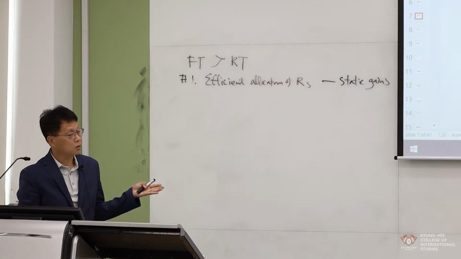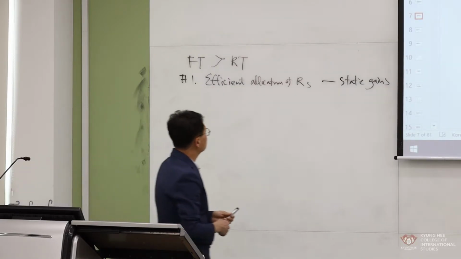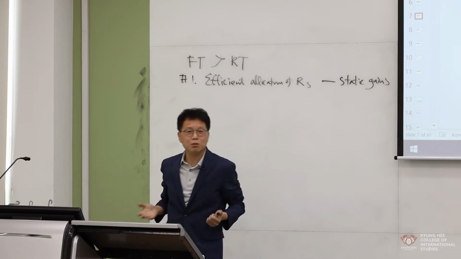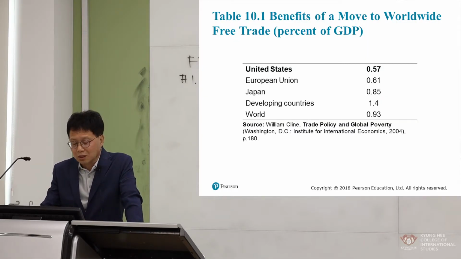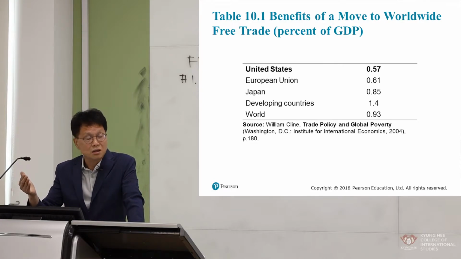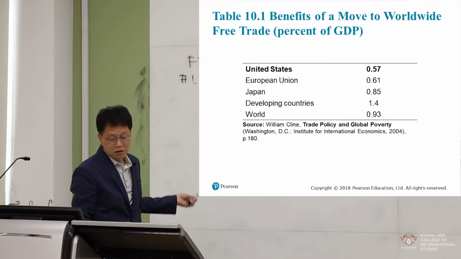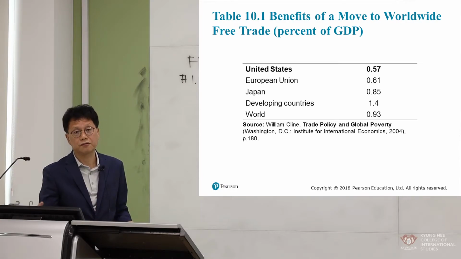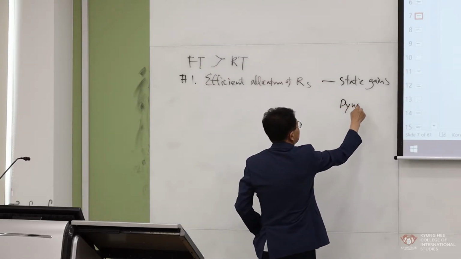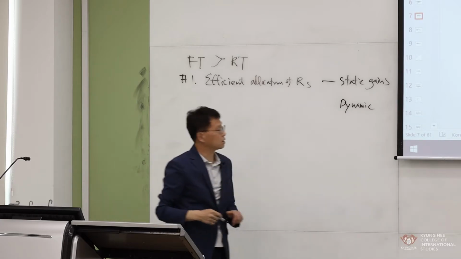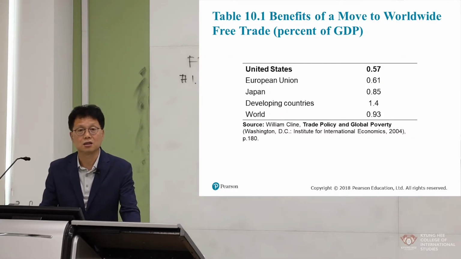Okay? But a different terminology, the opposite of static gain, is dynamic gains. Trade liberalization happens, then some countries can enjoy economies of scale or productivity increase, right? Then the result of the same simulation is different compared to static gains. Actually, we say that is dynamic gains. Dynamic gains are usually greater than static gains, right?